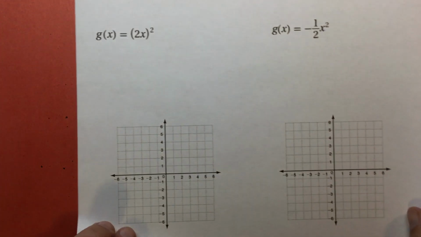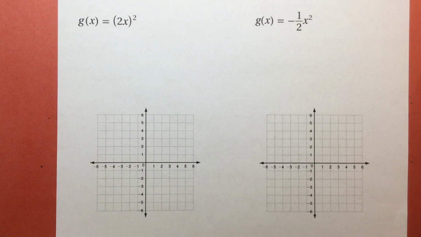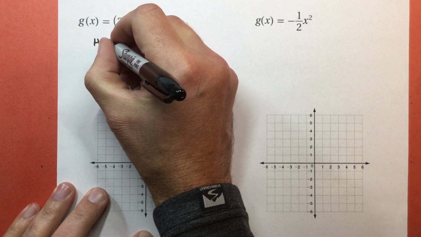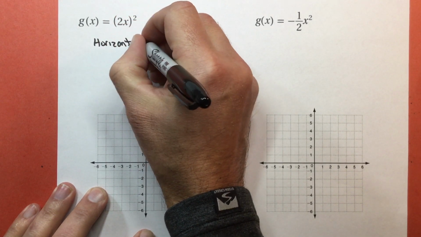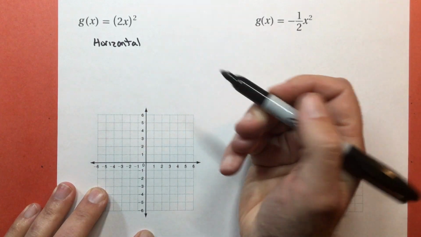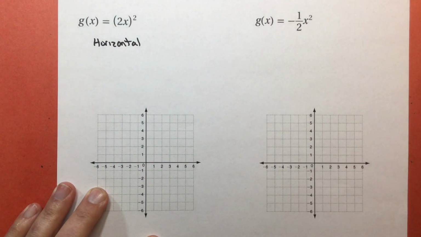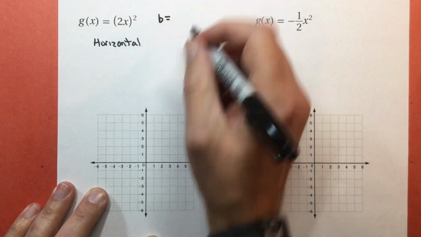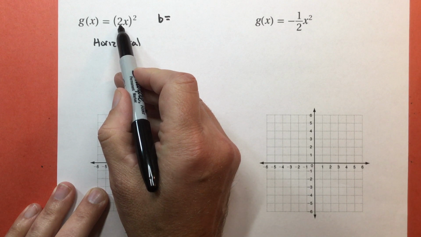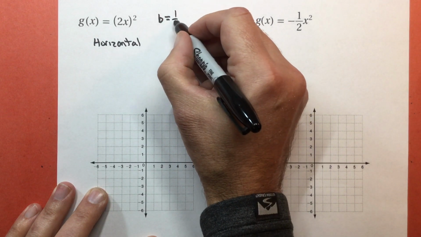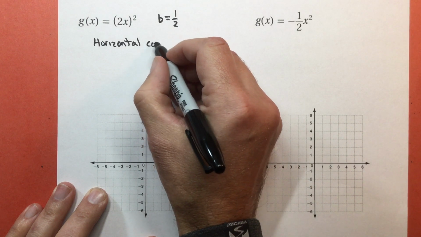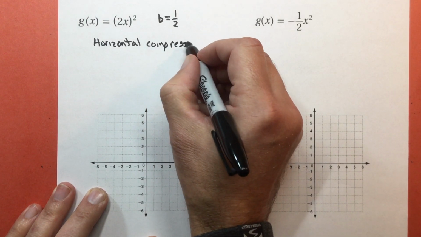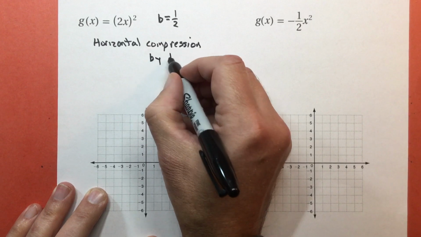We'll do just 2 more here. All right, g of x equals absolute value of 2x. Very similar to the last problem. It's using parentheses, so I know that this is horizontal. And since I'm multiplying by the x, I know it's going to be a stretch or compression. I have to figure out which one it is. Is it a stretch or is it a compression? My b is the reciprocal of that number. The reciprocal of 2 is 1/2. So this is a horizontal compression by 1/2.